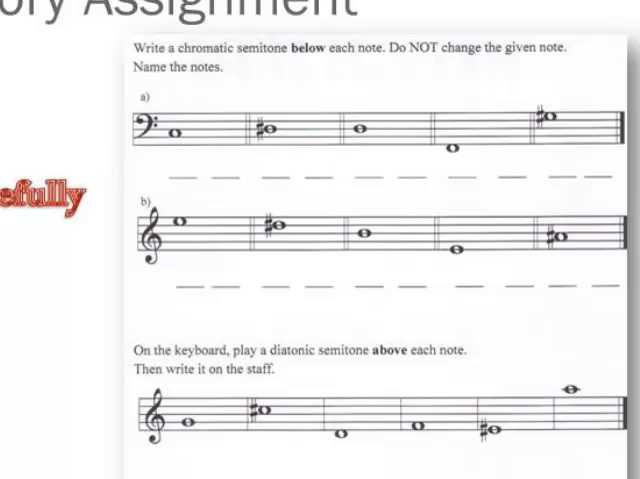Number 23, on the keyboard, play a diatonic semitone above each note and then write it on the staff. When you play them on the keyboard, there's absolutely no difference between the sound of a diatonic semitone and a chromatic semitone. The only difference is how you write it. In the first example, we have a G, and we need a diatonic semitone above that G. So we know that it has to have a different letter name. So that means that we're going to have to use an A. But G to A is a whole tone. For that to be a semitone, the A would have to be A flat.